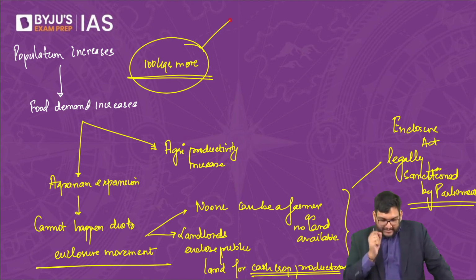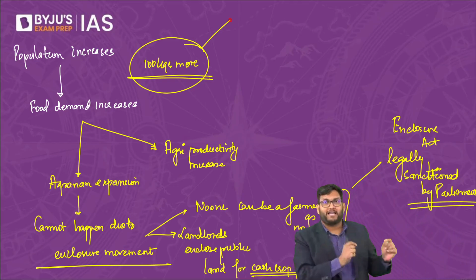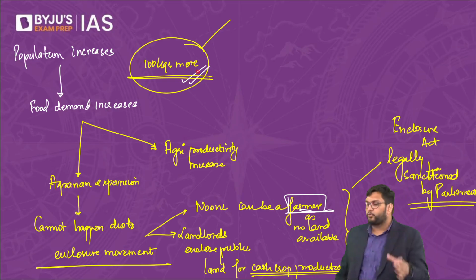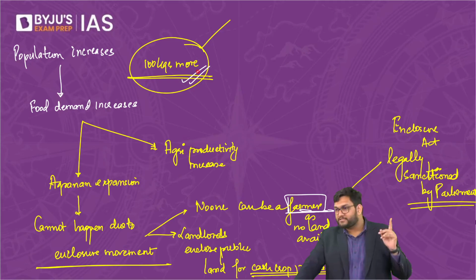So are we clear with regards to how enclosure movement does not really allow for two things? First, there is no occupation of farmer which is available. And second, there is still the need for more food. Yes or no? Because if still no, tell me.